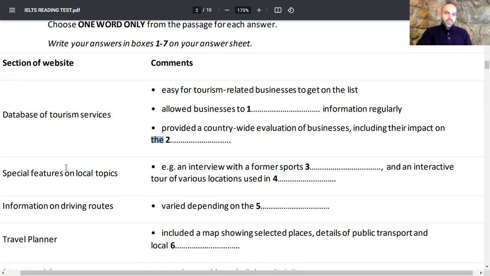Number 3. So now we are moving to another section of website that's called special features on local topics. For example, an interview with a former sports something.